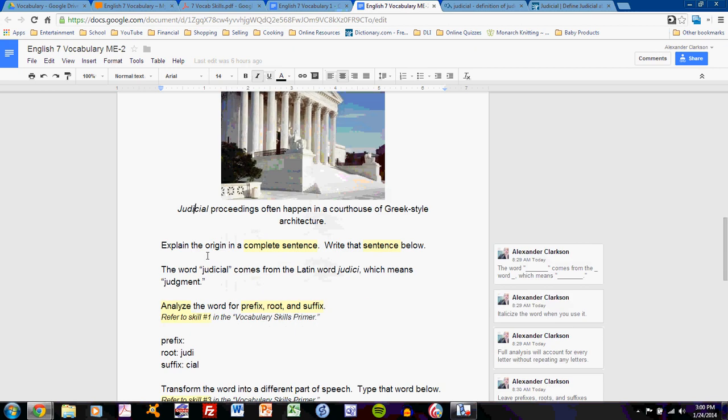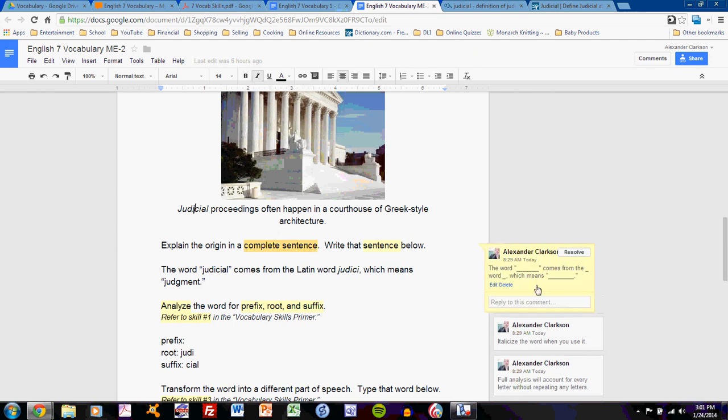The next task is to explain the origin of the word in a complete sentence and to write that sentence below. The word judicial comes from the Latin word judici, which means judgment. This origin statement can be confusing to students at first until you realize that it's a simple formula. The formula is explained here in the annotation. The word blank comes from the language word blank, which means blank. Fill in those blanks and you'll be fine. The word judicial comes from the Latin word judici, which means judgment.